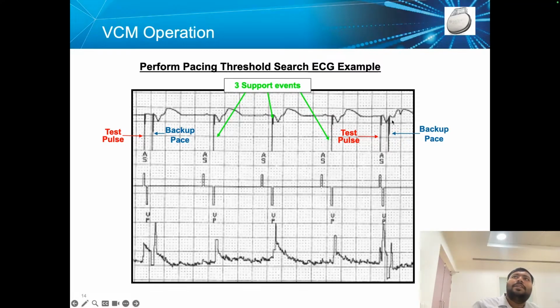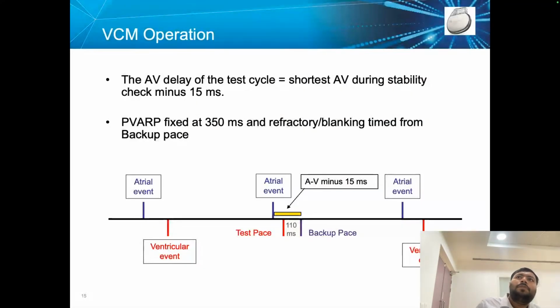So there are 3 support events here. Whatever we have seen, the same thing they have given, sir. You can see this 110 milliseconds between the backup pace and test pace. How this is determined: if it is a dual chamber device, it will take the average AV delay minus 15 milliseconds. So that will be taken here, sir. In single chamber there are not many complications.